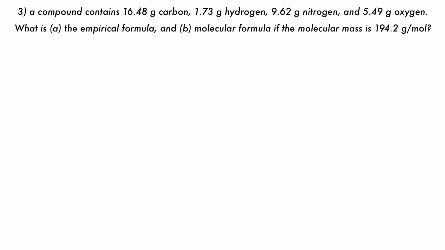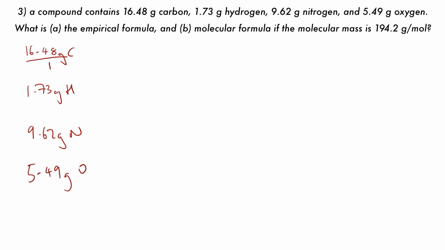So here we're not given the percent composition, but rather the masses of each element that is in the compound. But the approach is the same, and we will need to calculate the number of moles of each element in our compound. So the number of moles will be based on the masses. So we have 16.48 grams of carbon, 1.73 grams of hydrogen, 9.62 grams of nitrogen, and 5.49 grams of oxygen.